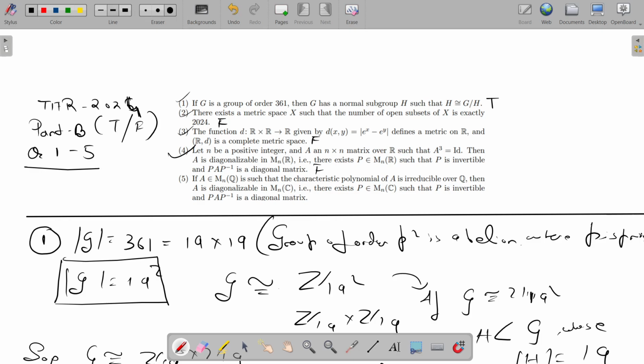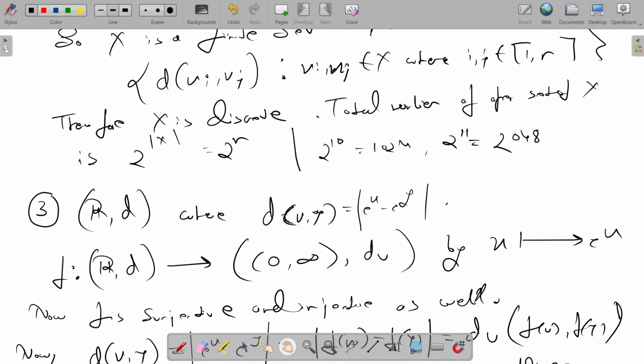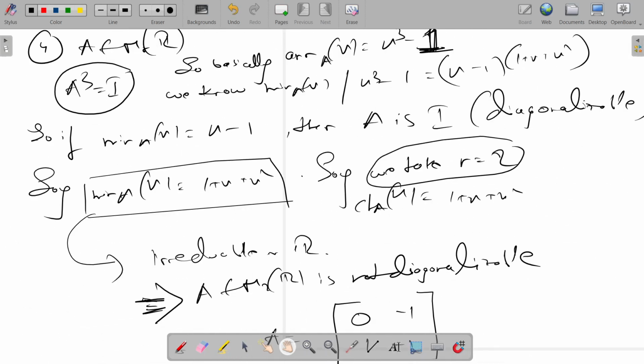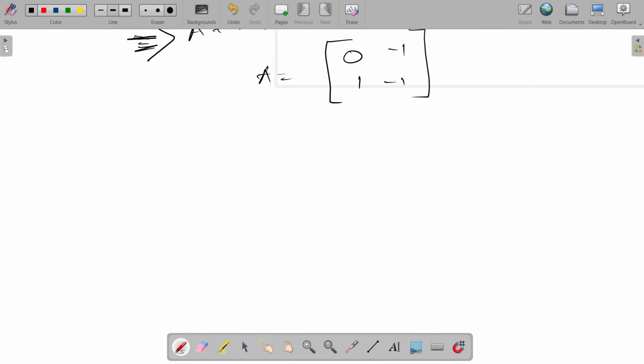Now, question number 5 says that if A belongs to M_n(Q), the field is Q, such that the characteristic polynomial of A is irreducible over Q, then A is diagonalizable in M_n(C). It is a similar type of question. Let us try to solve this one. We have enough space here.